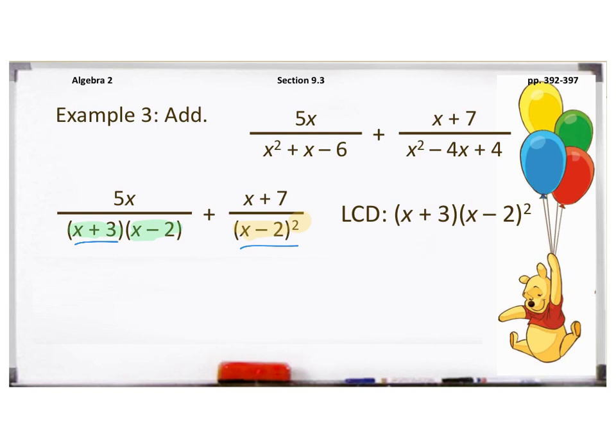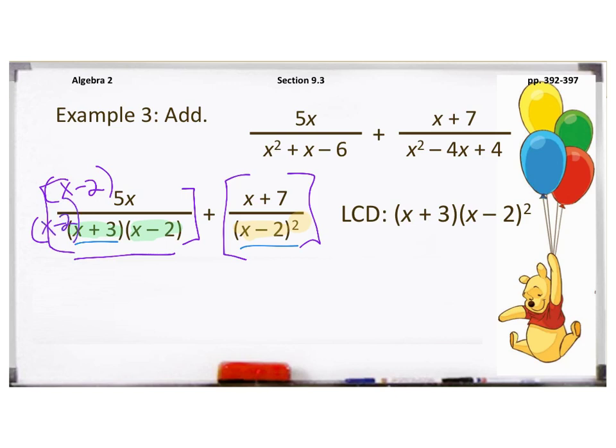what I need to do is multiply each term, that term, and then this term, by what is missing in their denominator. Well, this term is missing an extra x minus 2. So I'm going to have to multiply this by x minus 2 over x minus 2. And my x plus 7 term is missing the x plus 3. So I multiply it by x plus 3 over x plus 3.